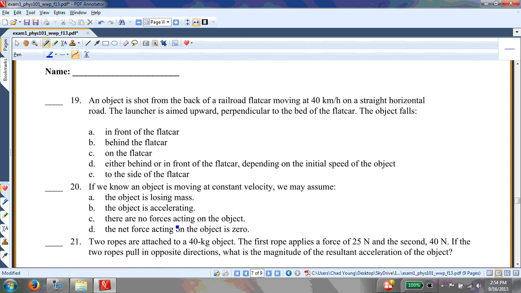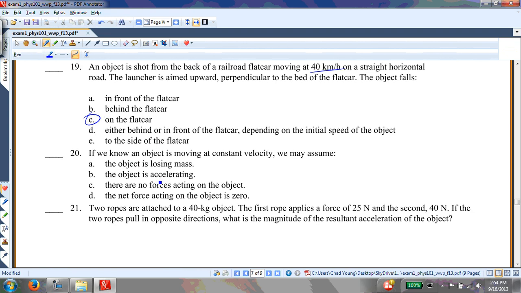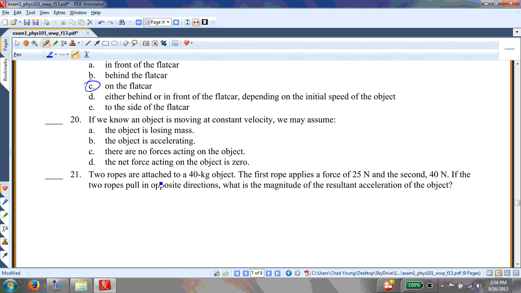All right, an object is shot from the back of a railroad flat car moving at 40 kilometers per hour on a straight horizontal road. The launcher is aimed upward, perpendicular to the bed of the flat car. If it's moving at a constant velocity, which it is, it's going to fall on the flat car. We had a concept test question like that. If we know an object is moving at constant velocity, we may assume that the net force on the object is 0. If it's moving at constant velocity, that means the acceleration equals 0, and that means that the sum of the forces, ma, that is the net force, is equal to 0.